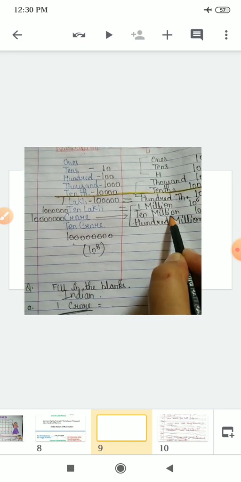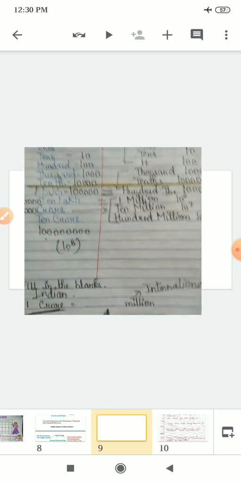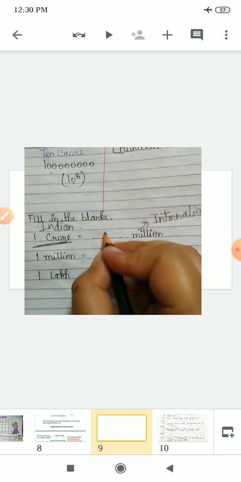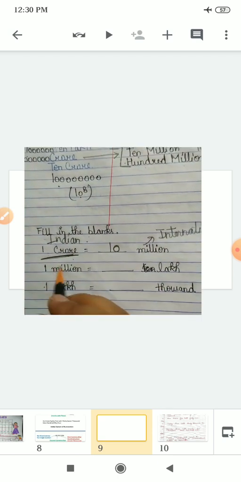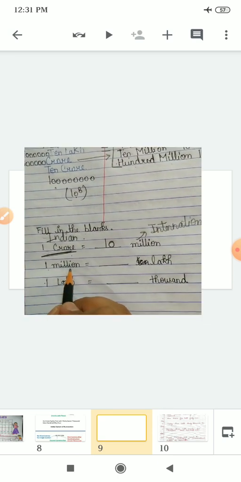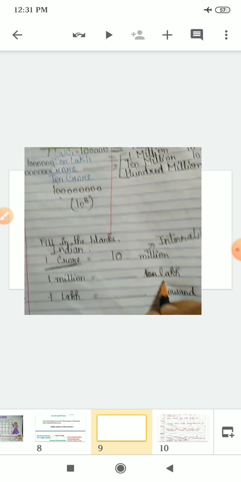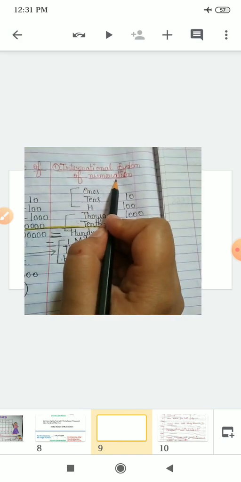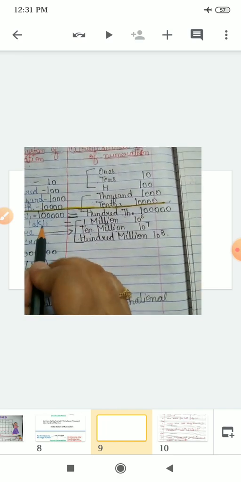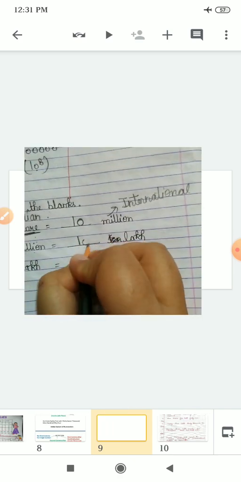Understood? Now see, 1 million is equal to dash lakh. Million will come in which system? Yes, the international system of numeration. Okay, class? So 1 million is equal to 10 lakh. So what will come here? 10. 1 million is equal to 10 lakh.